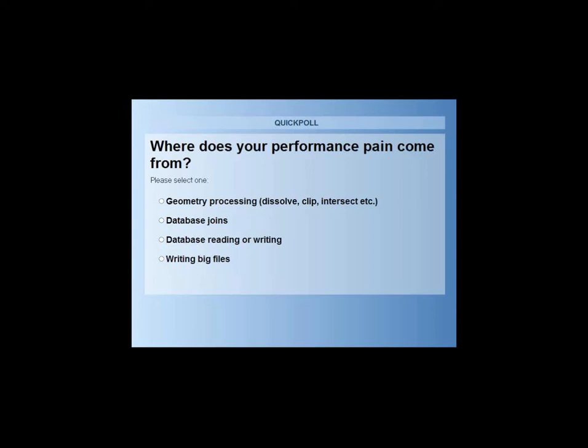We want to get an idea where folks think that most of their performance problems are coming from, whether it be geometry-related stuff, database joins, database reading, writing, or sometimes just the time it takes to write big files to disk can be the bottleneck in the process. So sometimes it's hard to tell, granted, and I think Mark gave some good tips there about the log file, but if you can sort of have a guess at where you think your performance pain is coming from, we'd appreciate knowing. So I'll close this poll off shortly.